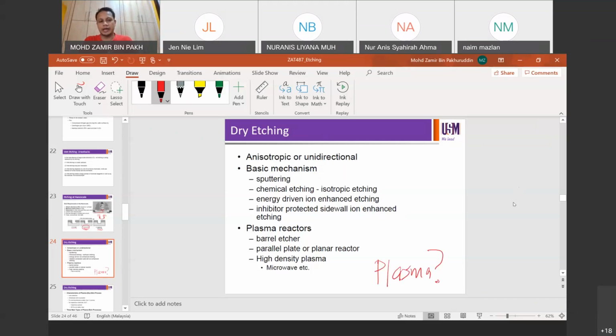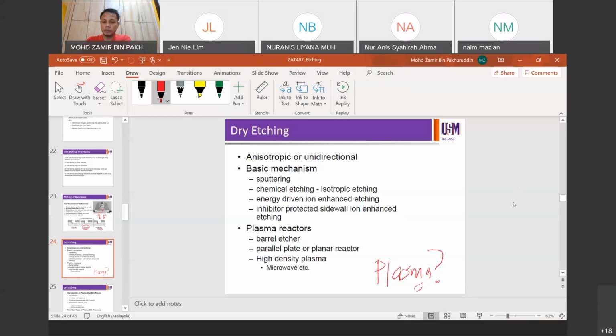Plasma is ionized gases. That means plasma originates from gas, then you have to ionize the gas. Once you ionize the gas, it becomes ions, and the ions form the plasma. For example, if you talk about argon gas, if you strip the valence electron from argon, it ionizes and becomes argon plasma. This plasma is what we will use to do the etching process.